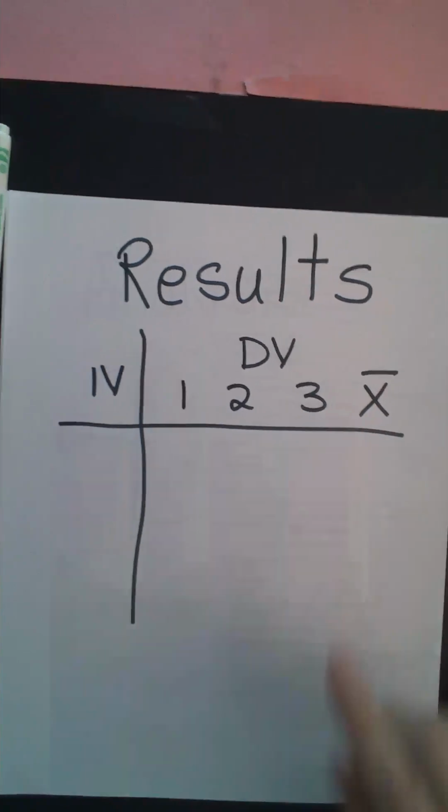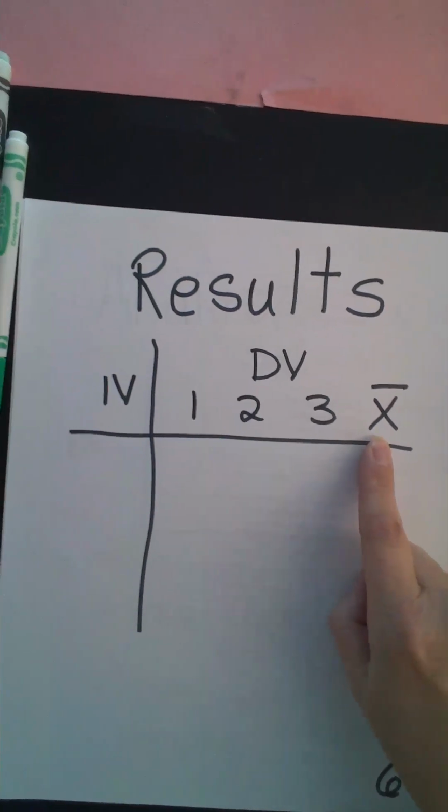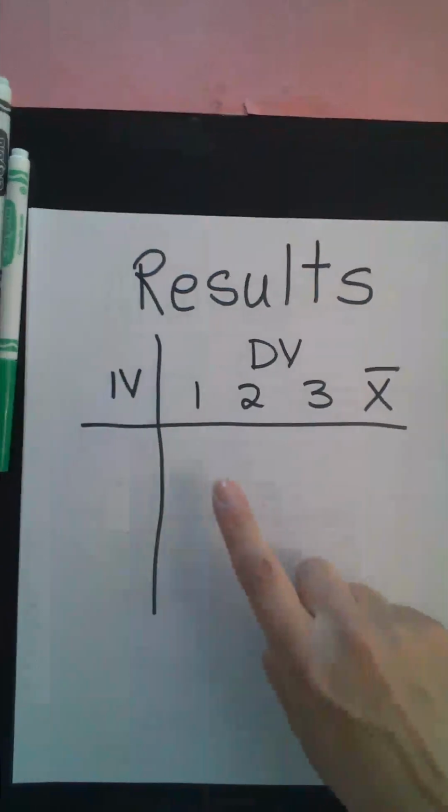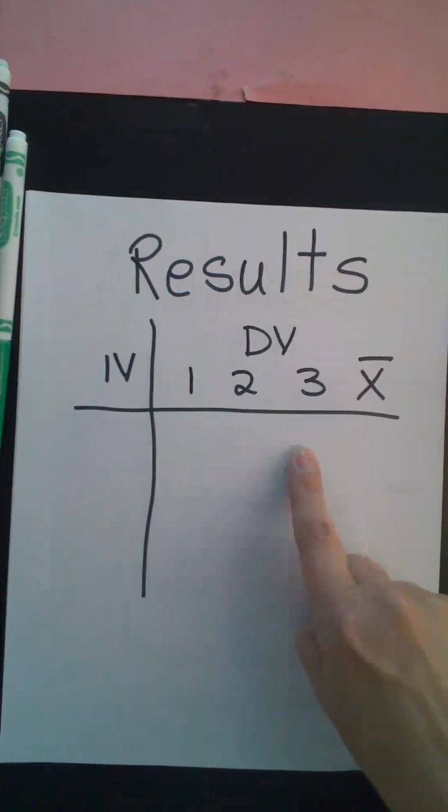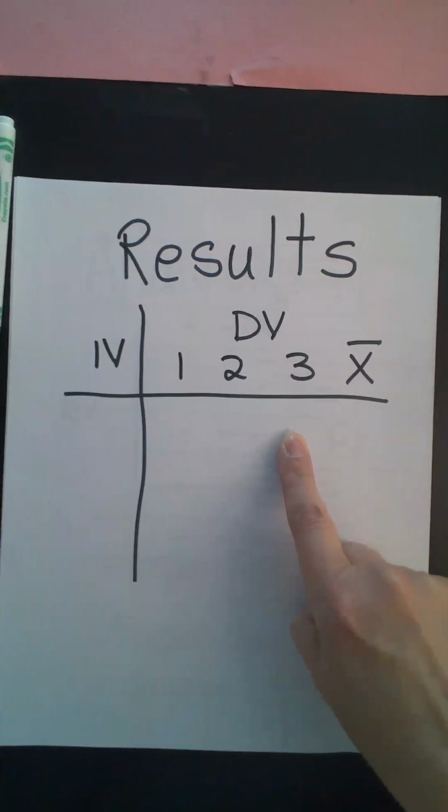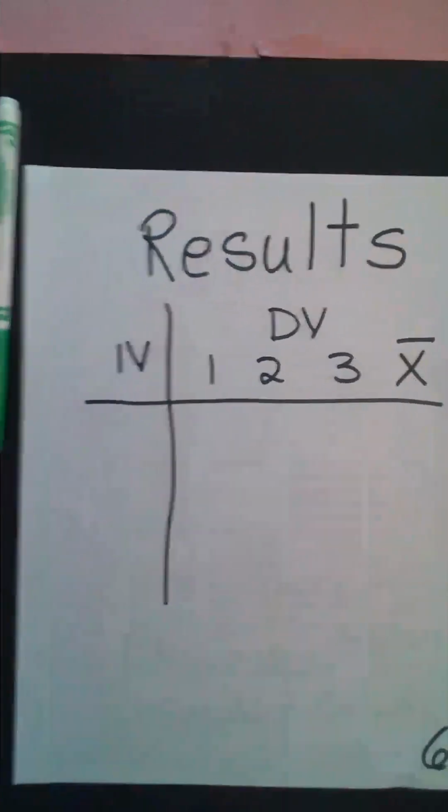And then, remember, this means average. To find the average, you're going to add them across, total them, and then divide by 3 to get the average.